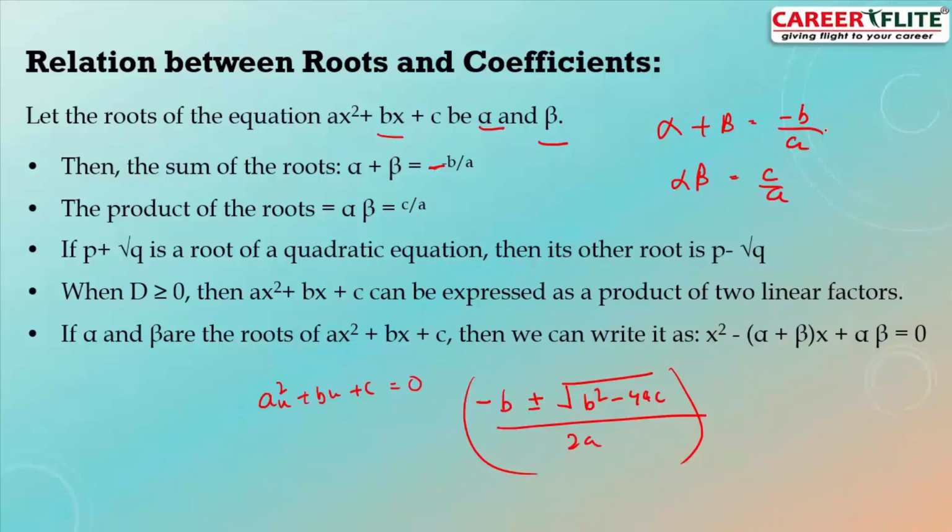So what will be the value of the unknown? If b is unknown, and a, alpha and beta are given, you must find the value of b. So how to find the value of b? By using this method, we can find the value of b.